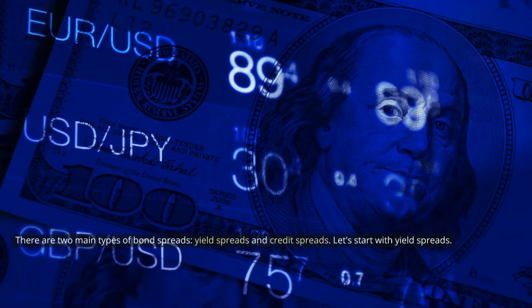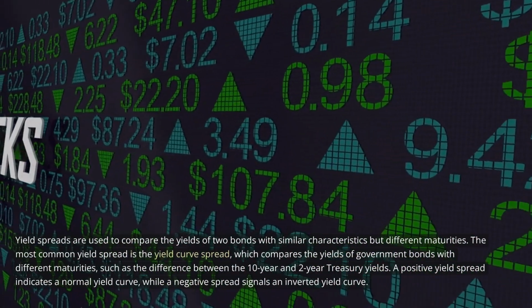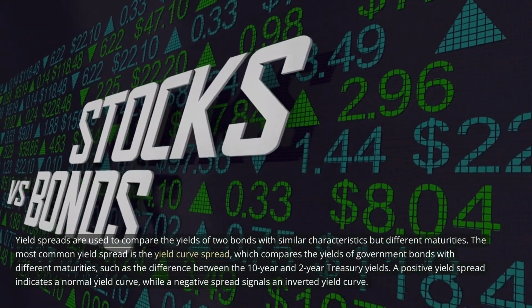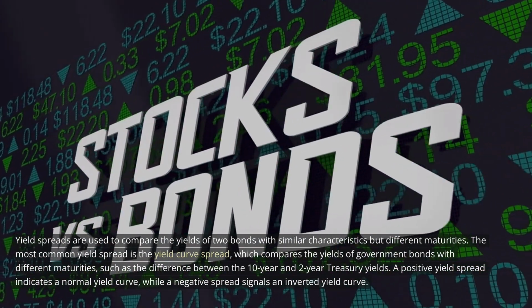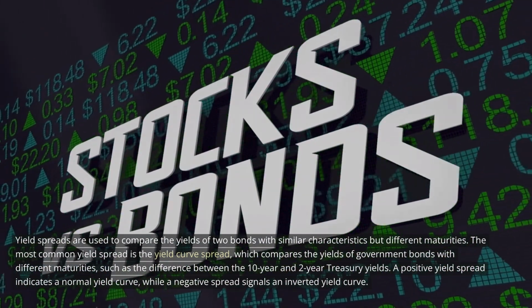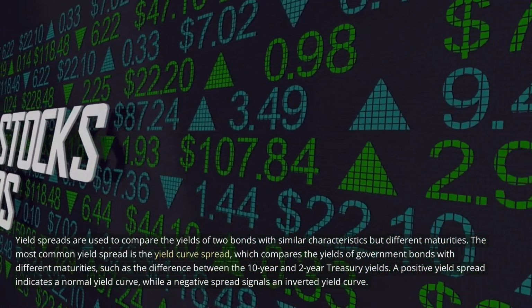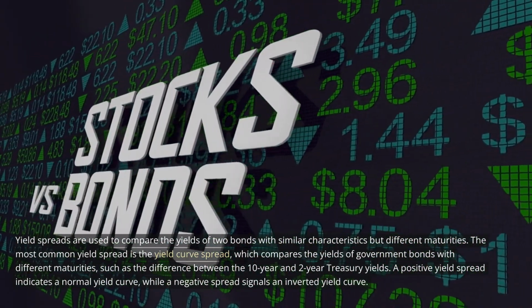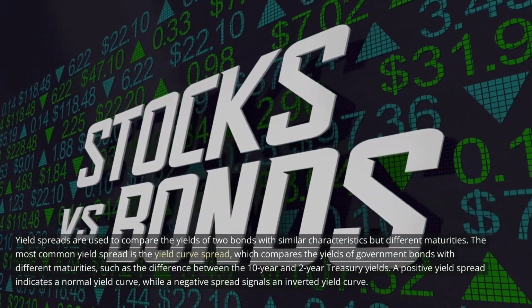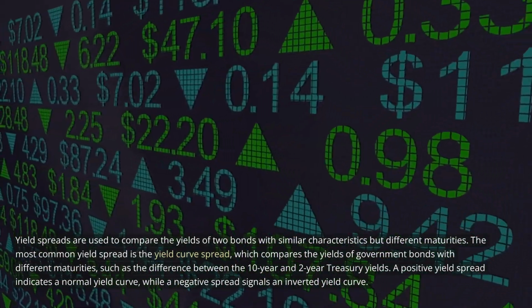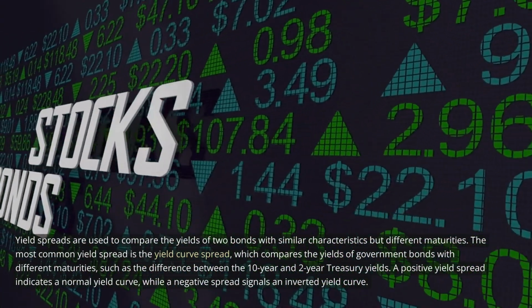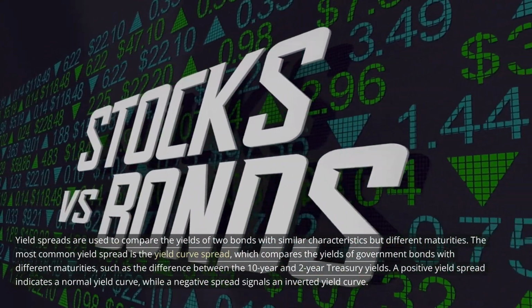Let's start with yield spreads. Yield spreads are used to compare the yields of two bonds with similar characteristics but different maturities. The most common yield spread is the yield curve spread, which compares the yields of government bonds with different maturities, such as the difference between the 10-year and 2-year Treasury yields. A positive yield spread indicates a normal yield curve, while a negative spread signals an inverted yield curve.